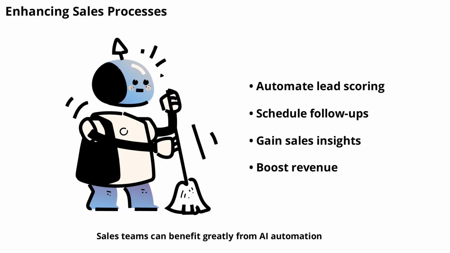Sales teams can benefit greatly from AI automation. AI-powered CRM systems can automatically score leads, schedule follow-ups, and provide sales insights based on customer behavior. This helps your sales team prioritize high-potential prospects and close deals faster. By automating routine sales tasks, you enable your team to focus on building relationships and driving revenue.